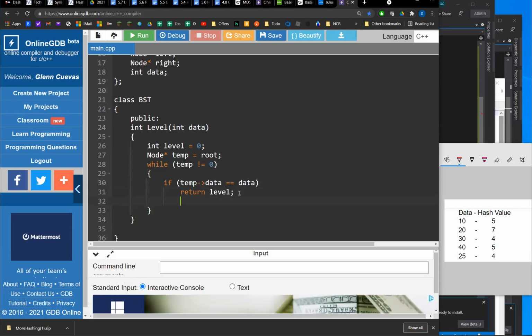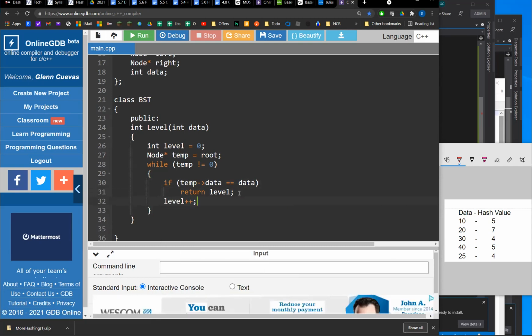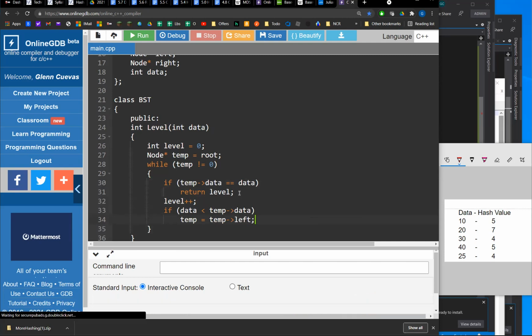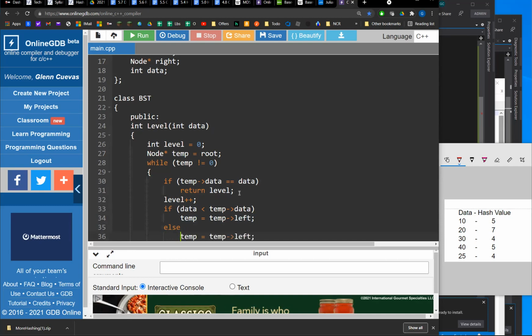If that's not the case, we're going to have to go ahead and go down the tree. So another mistake that was commonly made, people were not putting their increment in the right place. So it was either not going up or it wasn't going up correctly. And make a decision: if the data is less than the node that we're looking at right now, then we can go ahead and have temp work its way down to the left. Temp equals temp left. Otherwise, same story, but different direction.